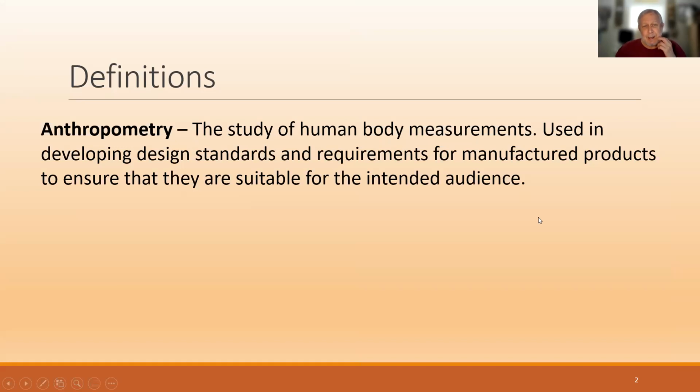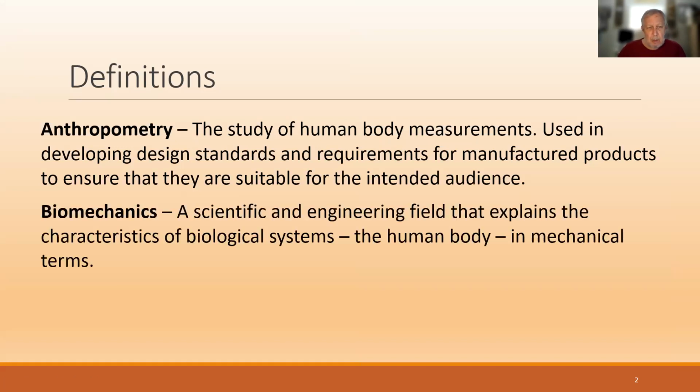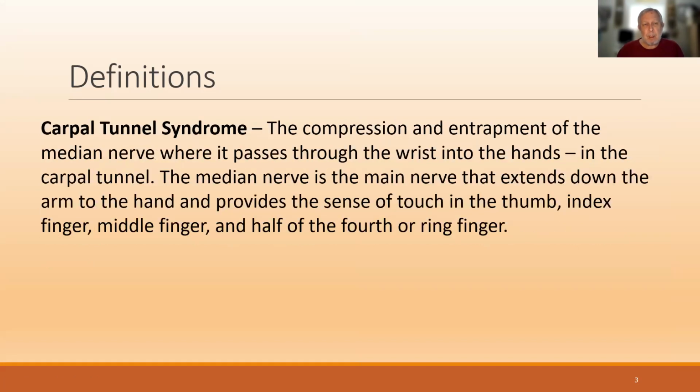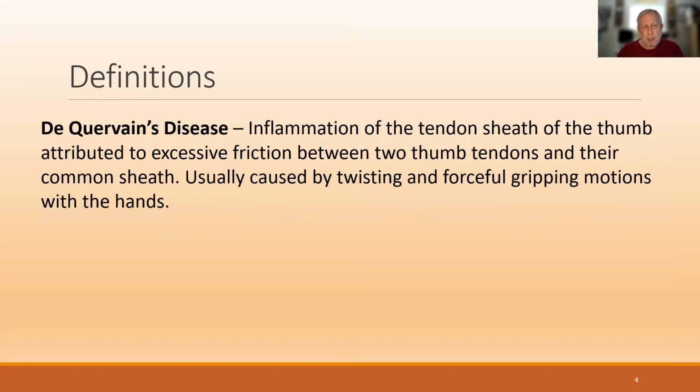Anthropometry, which we're going to study in the next chapter, the study of human body measurements. I'm not going to go into this in a lot of detail, though. Biomechanics, we're going to talk about that too. We got a whole chapter on that. The scientific and engineering field that explains the characteristics of biological systems, the human body, in mechanical terms. Carpal tunnel syndrome, compression and entrapment of the median nerve where it passes through the wrist into the hands. We're going to talk about that in detail.